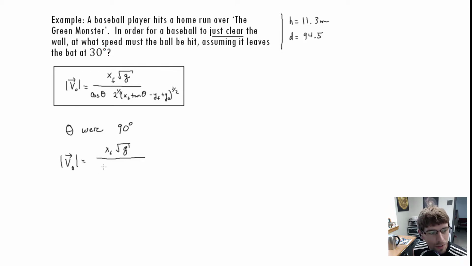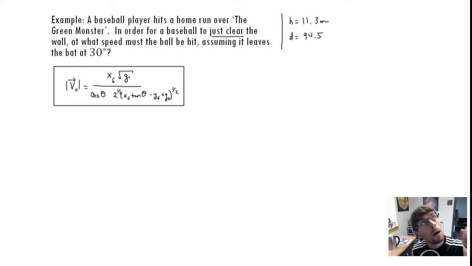All of a sudden, we see, okay, well, I could do the rest of this, but at the end of the day, cosine of 90 is 0. And that is a no-no. Division by 0. Not possible. So again, we have two cases here, theta equals 0 and theta equals 90, where you can't come up with a speed because it's not physically possible. Just like what you would expect. If I pop a ball straight up, there's no way it's going to get over that outfield fence. Good.